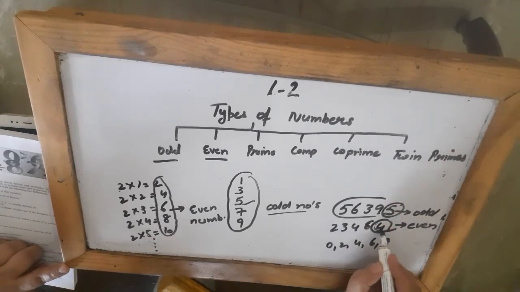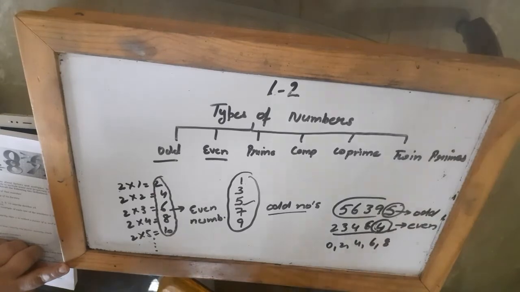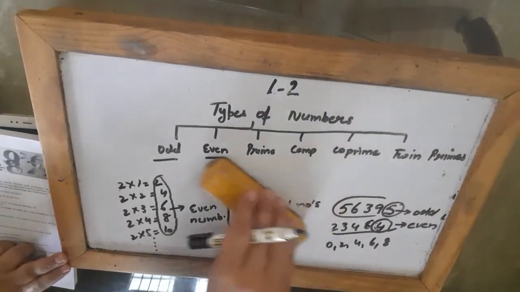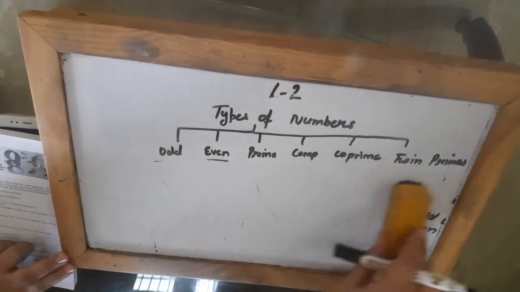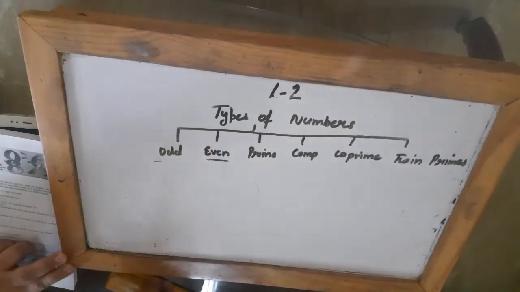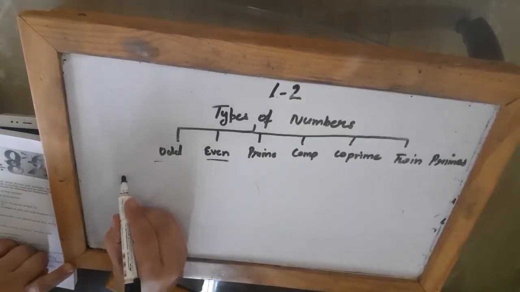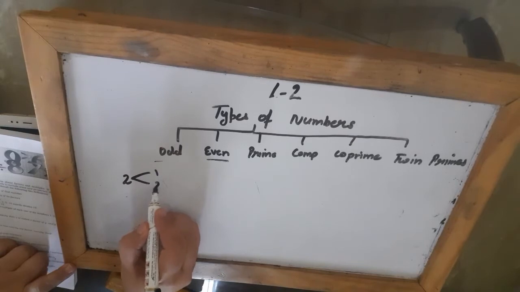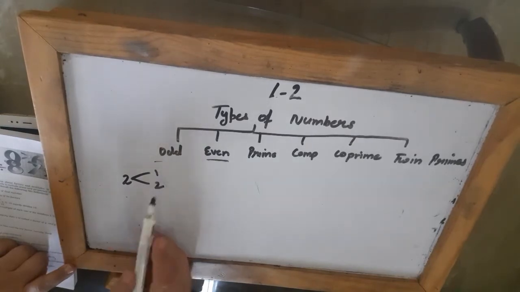Suppose it is 4. 4 is a multiple of 2. It's divisible by 2. So it means this is an even number. So these are odd and even numbers. And prime and composite numbers, I already told you what are prime numbers. All the numbers which have only two factors, like 2 is having only 1 and 2, 3 is having only 1 and 3.